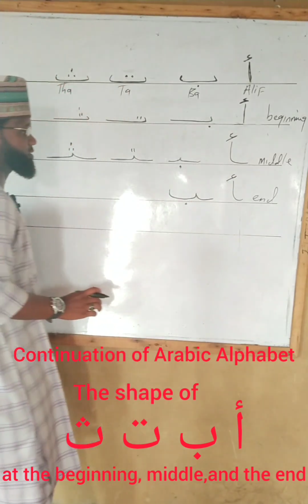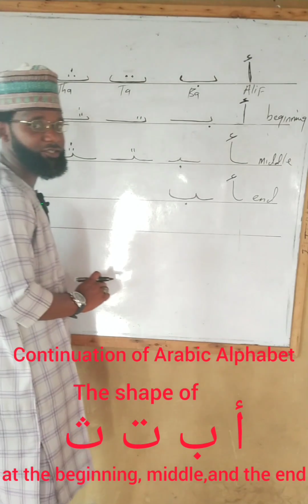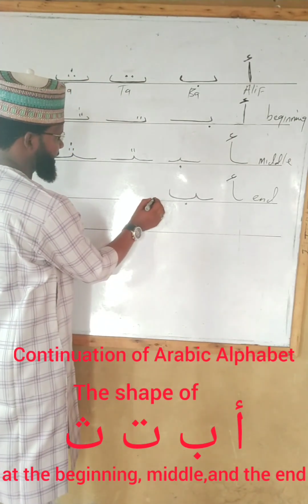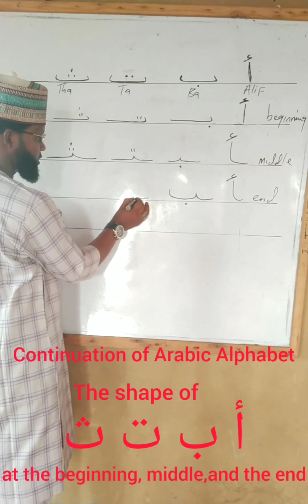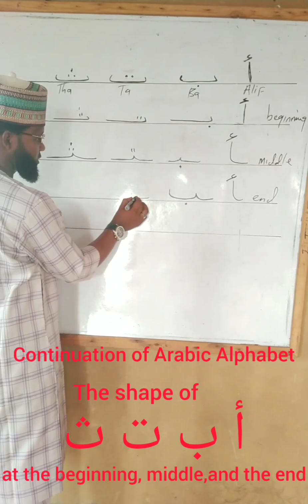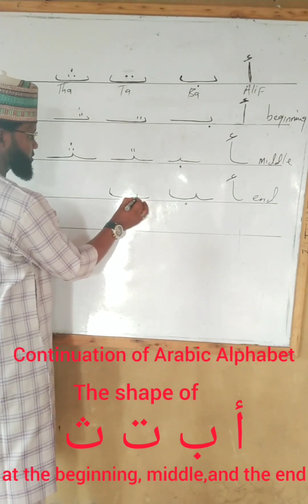So once you see it like this, and with this dot, you know it's what? Ba. That ends the word. Then the ta, the same thing. There's the word you want to join. This is the line coming. Then from here you now join the ba, and it's ending the word.